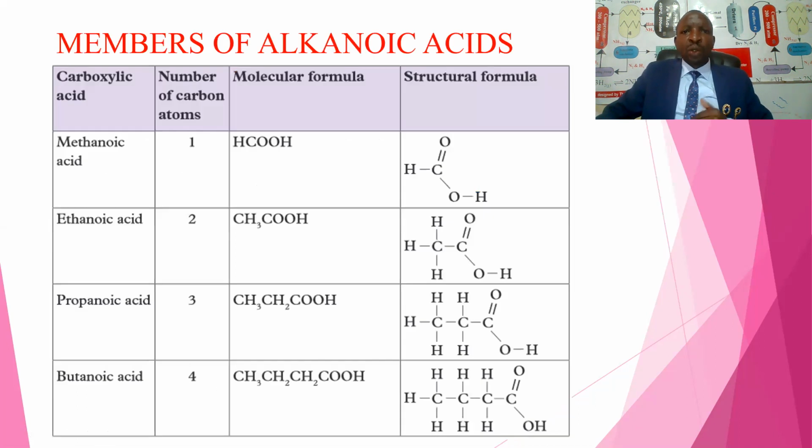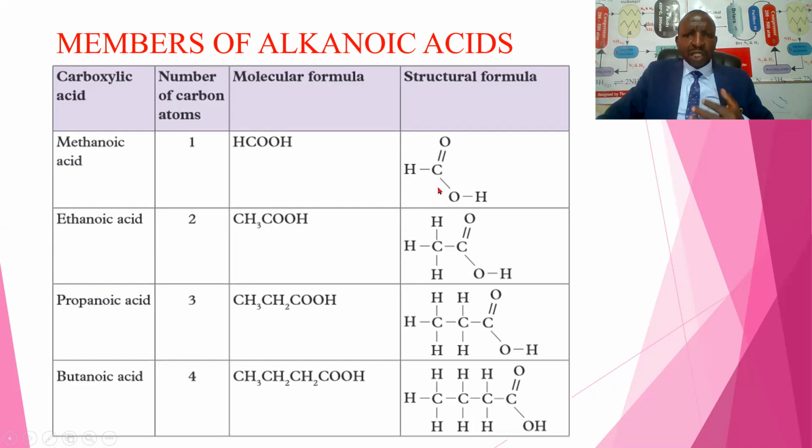Very important. Looking at methanoic, the number of carbon atoms is 1, because of the one that is found in the carboxyl group. Then for ethanoic acid, you see the way we are opening the structural formula: this carbon has a double bond attached to one oxygen atom, another single bond attached to oxygen, and another single bond attached to hydrogen. So this carbon has 4 bonds: 1, 2, 3, 4.